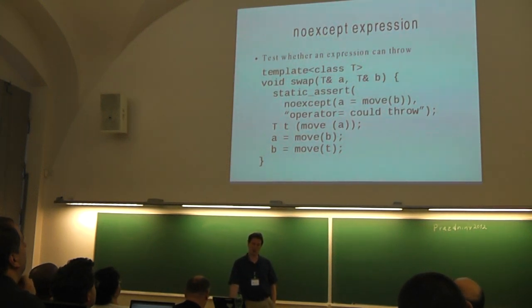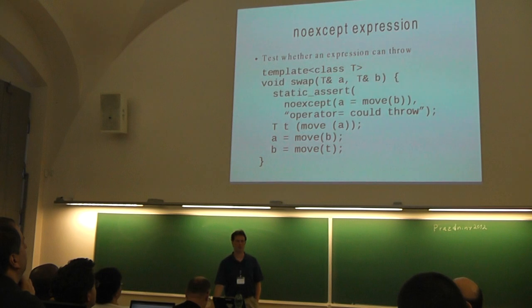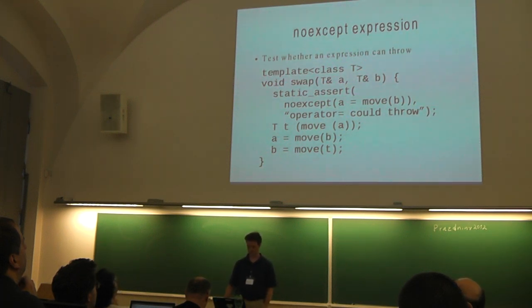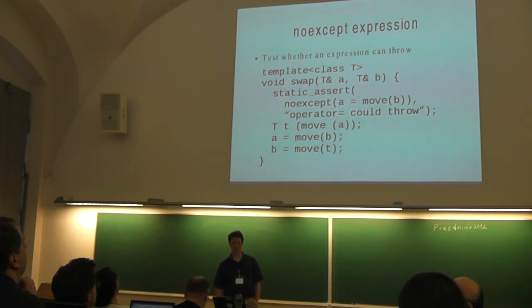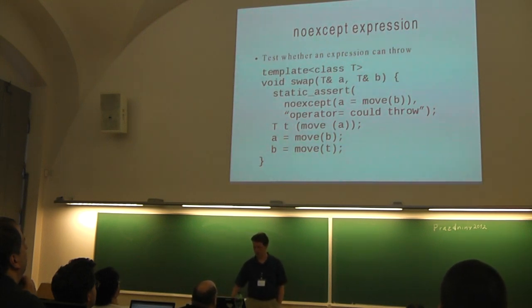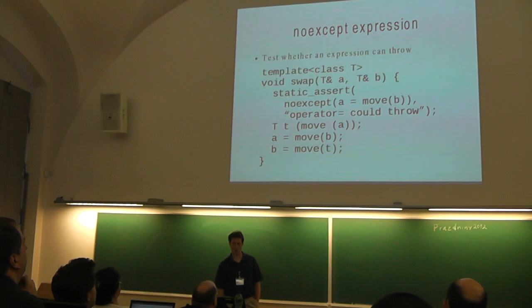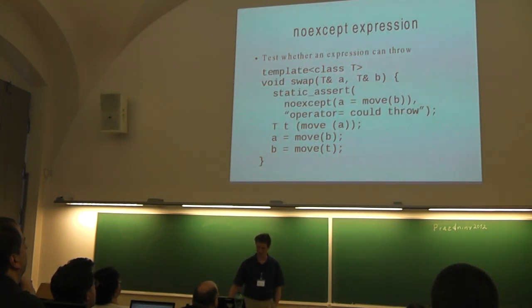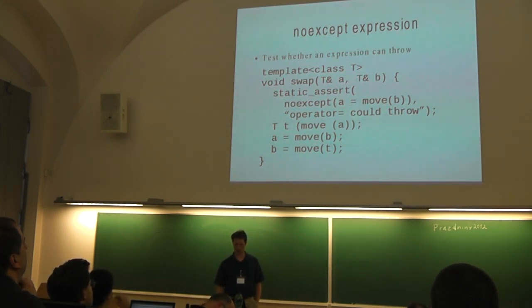We're deprecating the C++98 dynamic exception specifiers, because they turned out not to be very useful after all. We decided that what we're really interested in is, can this throw or not? And so we now have the noexcept operator to test whether a particular expression can throw or not. So if you want to be sure that your move swap is safe, you can add a static_assert, which is another C++11 feature, to make sure that this assignment won't throw.